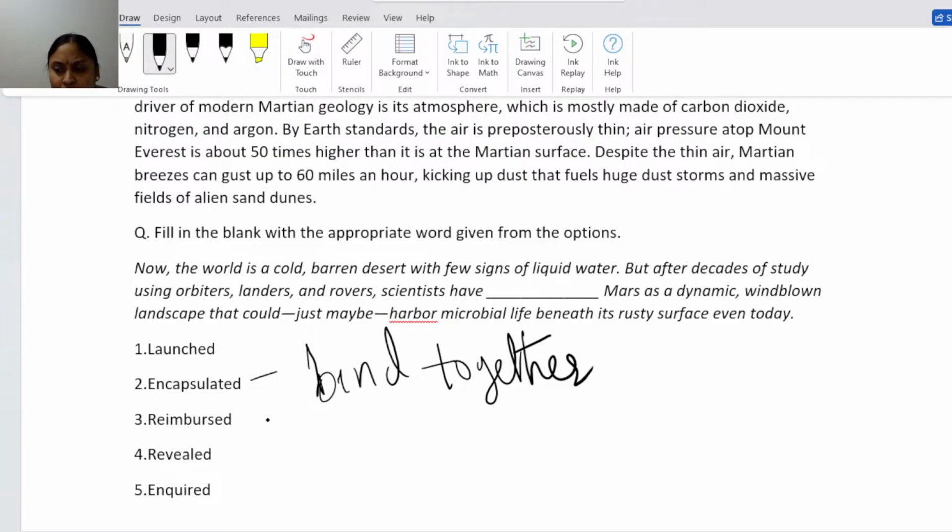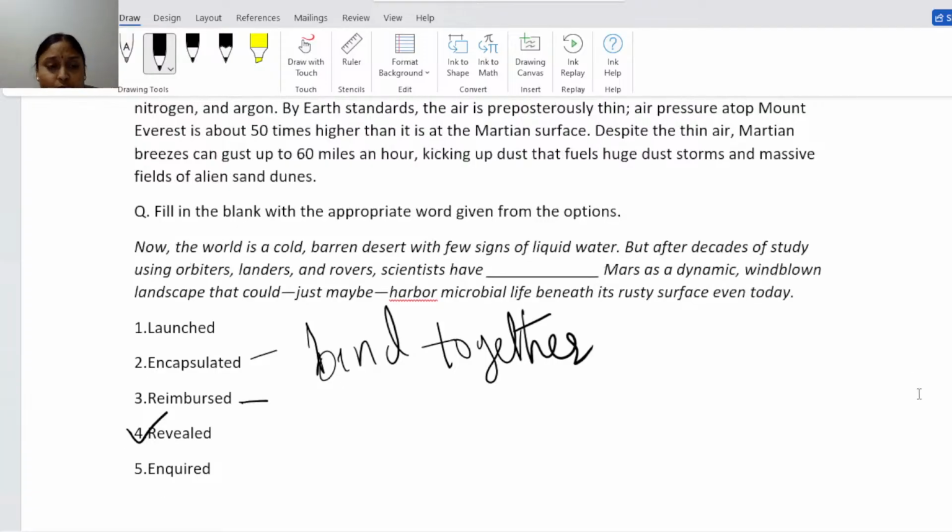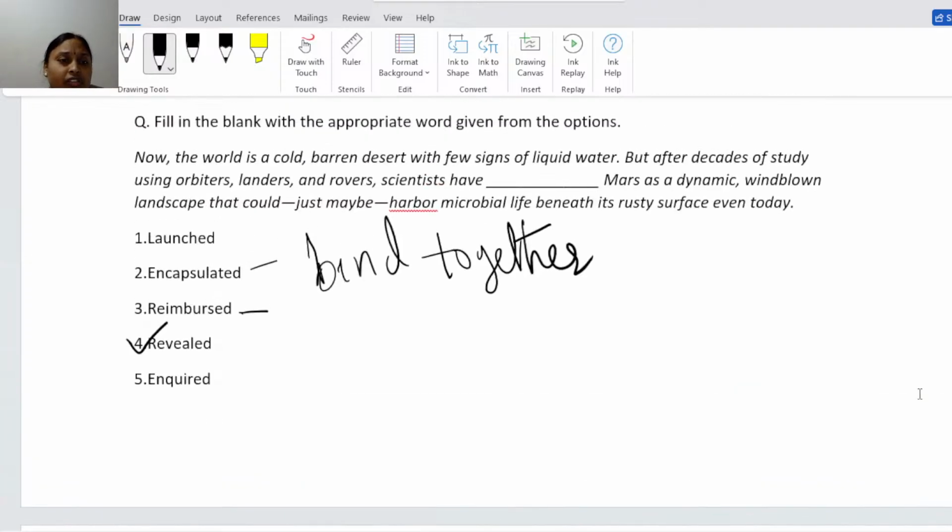Reimburse is nothing but to recompensate. We hear reimbursement means returning. Refunding is known as reimburse. So next, reveal. What is the meaning of reveal? Announce something. So scientists have revealed Mars as a dynamic. So this will be the answer. Inquiry means question, finding out something about that thing. So that's why it is totally irrelevant. So reveal will be the correct answer.